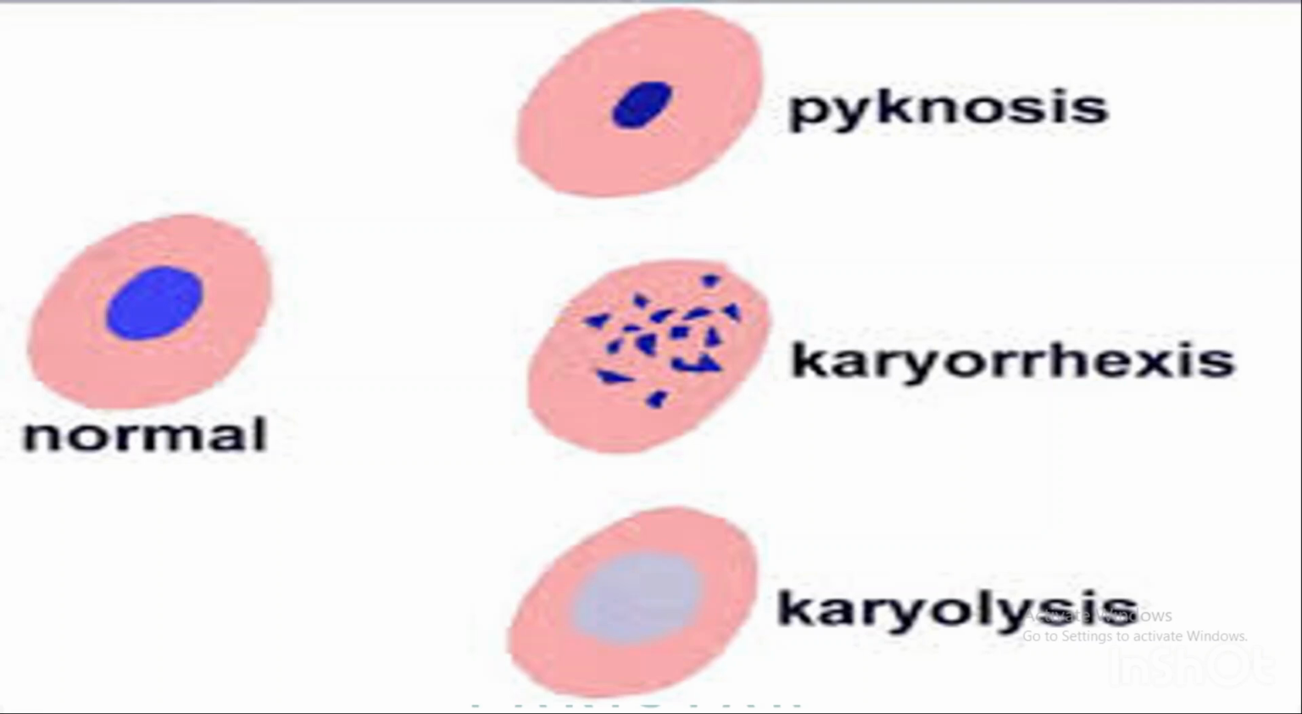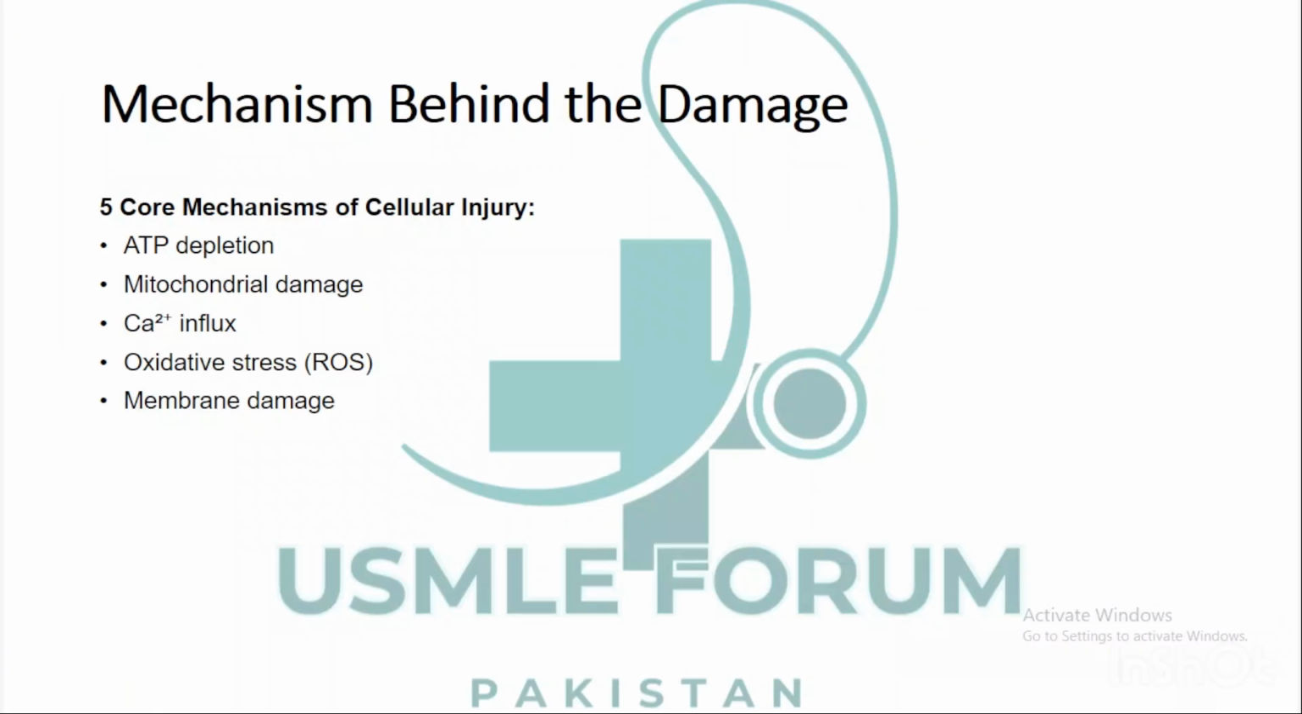Alright, so now the core mechanisms of cellular injury. I have explained these things previously, but I'll just sum it up. There are five fundamental mechanisms: ATP depletion, mitochondrial damage, calcium influx, reactive oxygen species, and membrane damage. Everything in pathology comes back to these five. Master them, and you're going to master cell injury.